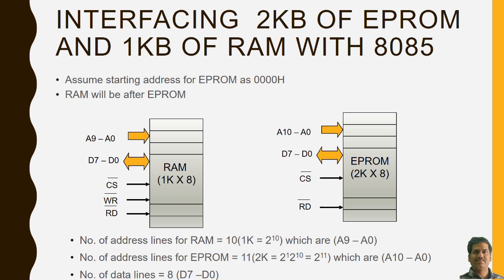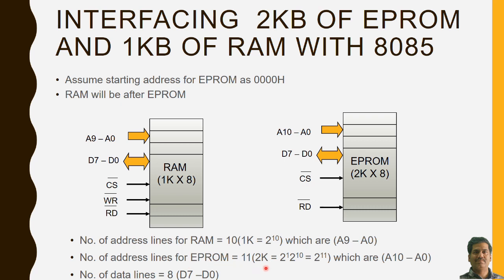So this particular figure shows you both RAM and EEPROM and their corresponding interfaces. For RAM, the WR pin will be required, which is active low, but in case of EEPROM, this WR bar is not required. In case of RAM, the number of address lines is 10, that is for 1K, 2 to the power 10, so n is equal to 10, which is from A9 to A0. And the address lines for EEPROM are 11.